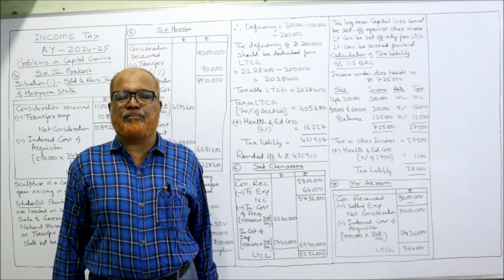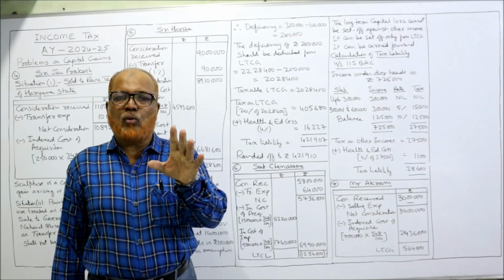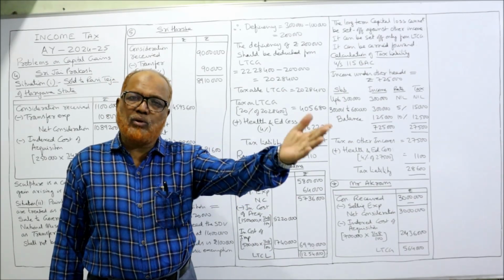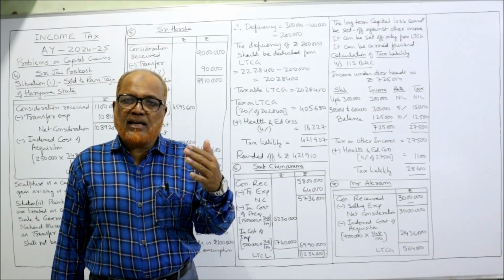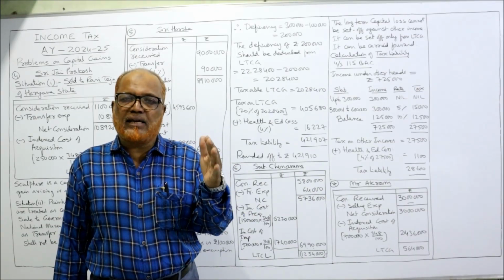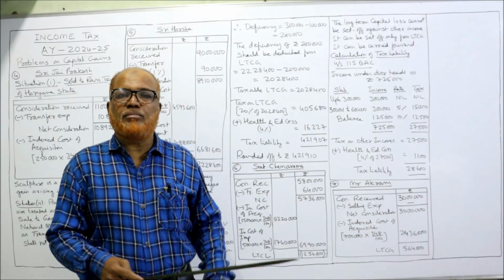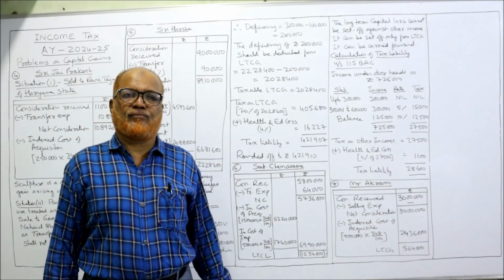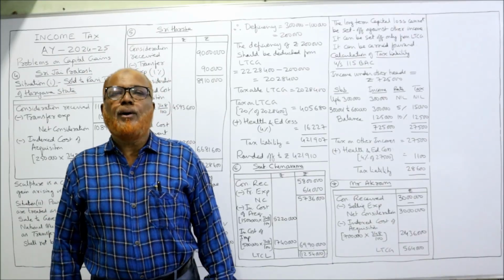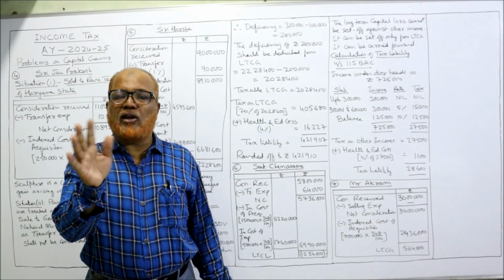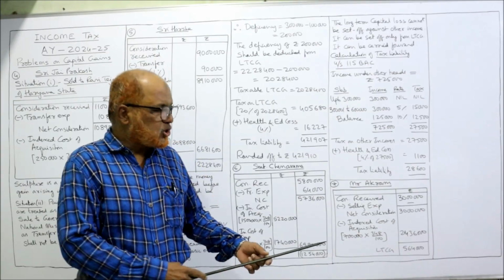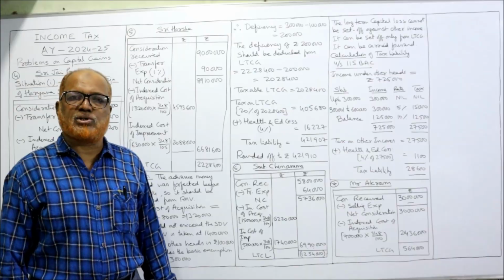other heads of income. It can be set off only from long-term capital gain, or it can be carried forward to the next year. Next year, if there is long-term capital gain, last year's long-term capital loss can be set off from it. It can be carried forward. But in the current year, it cannot be set off from any other income. So we have to stop here itself for long-term capital loss.